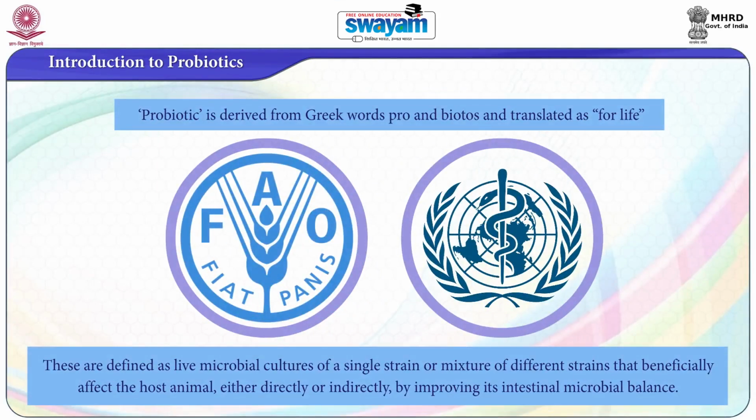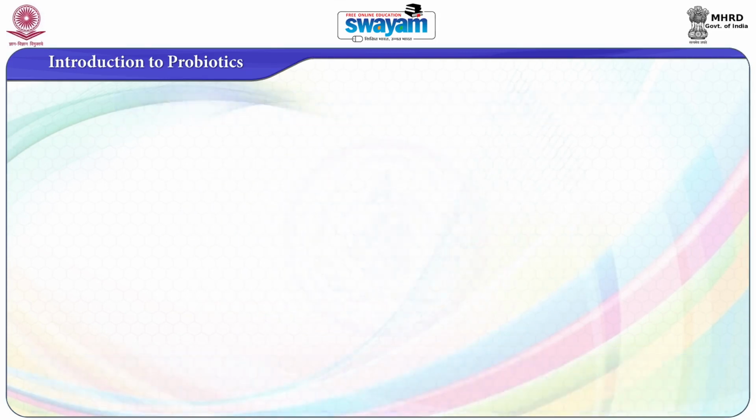The word probiotic is derived from the Greek words pro and bios and translated as for life. According to the Food and Agriculture Organization of the United Nations and the World Health Organization, probiotics are defined as live microbial cultures of a single strain or mixture of different strains that beneficially affect the host animal either directly or indirectly by improving its intestinal microbial balance.